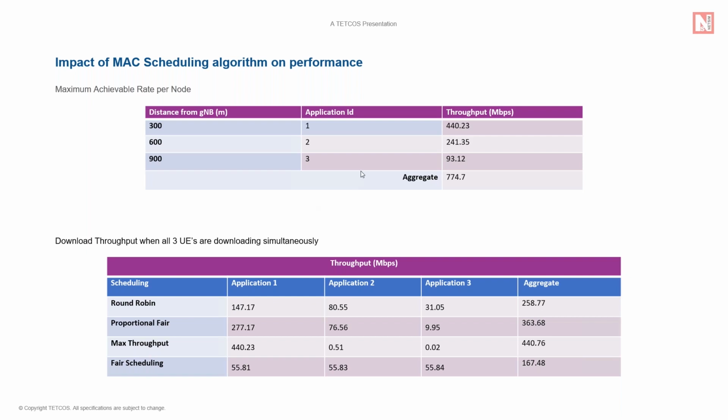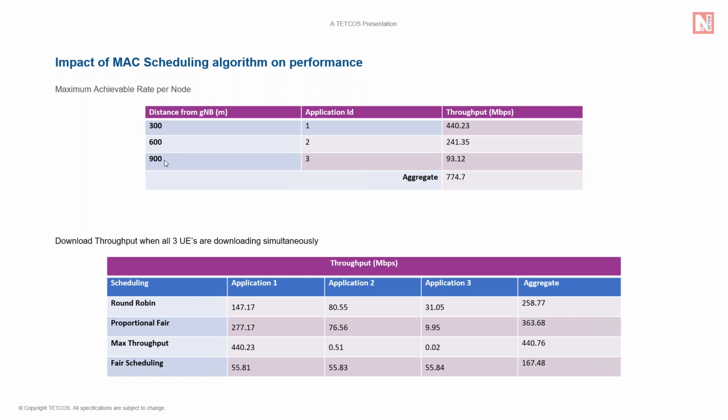and fair scheduling. And we can see here two tables. The first table contains the UE, that is the mobile nodes, throughputs if they were run standalone, which means only if that UE were downloading the 500 Mbps of data without any of the other UEs being present. Here we can see that if it was at a distance of 300 meters, you would have got a throughput of 440 Mbps. If you were at 600 meters, you would have got 240 Mbps, and if you were at 900 meters, you would have just got 93 Mbps.